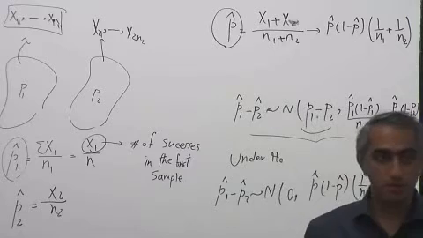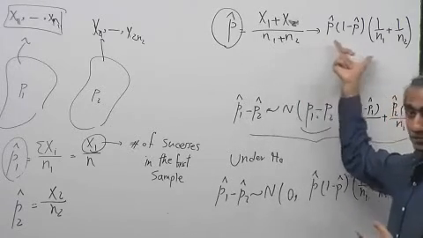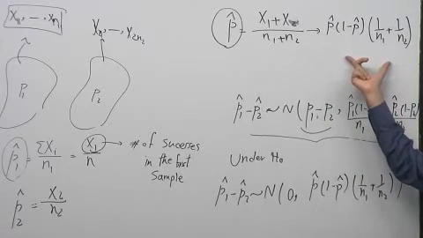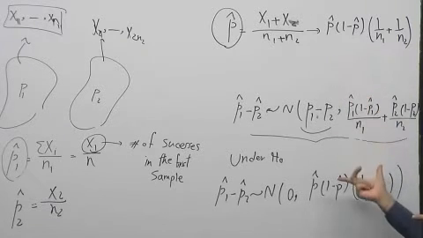Is it clear what we are doing? Basically we combine the samples to estimate P and the variance. Any questions? You see the difference between the confidence interval and hypothesis testing here?